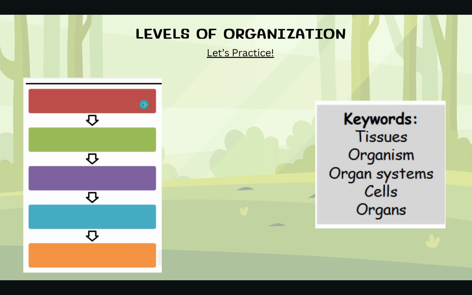So the least complex to the most complex. What is the base? Over here, your keywords. What is it? Perfect. Cells. Cells form tissues. Tissues form organs. Organs make organ systems, which form organisms.